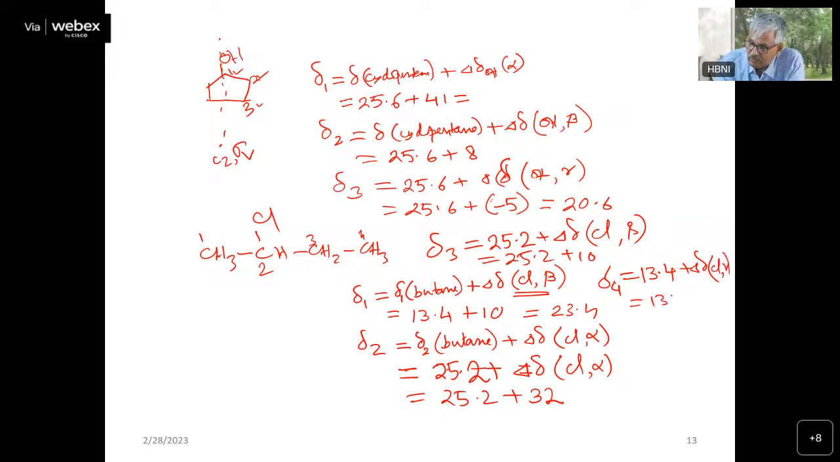Gamma is 13.4 plus that value, if you check in the table, it comes minus 4. Okay, so not necessary that a chlorine always will have a positive. It can have a positive, negative depending on position. And I have told you that this comes from the anisotropic effect of the bond. If you remember for proton, all those things are applicable here.